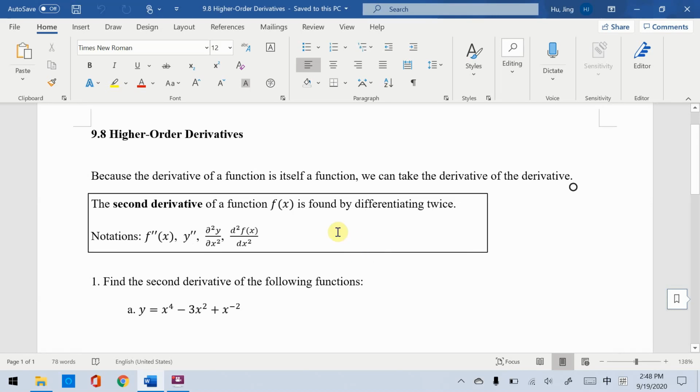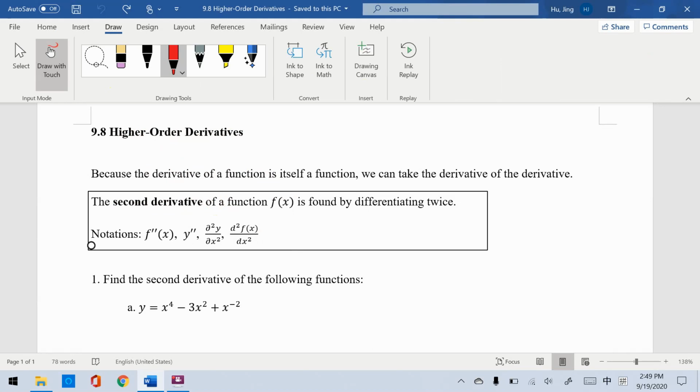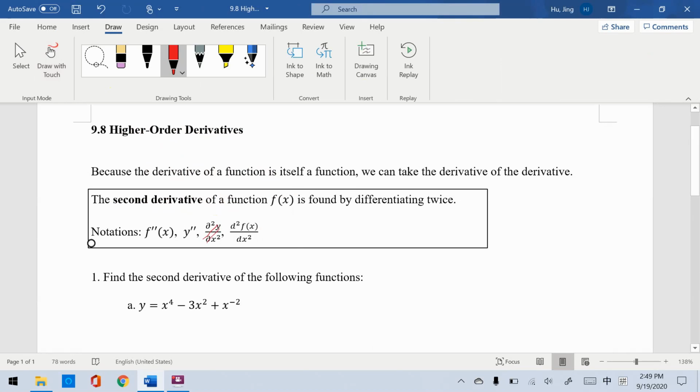Hi everyone, let's talk about higher order derivatives. It's pretty simple if you already understand the derivative. Here is the second derivative. Later we will learn partial differentiation.